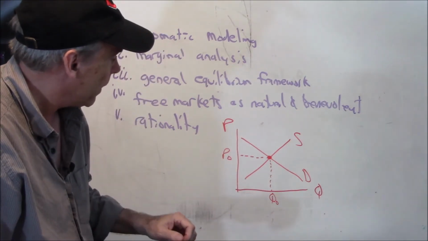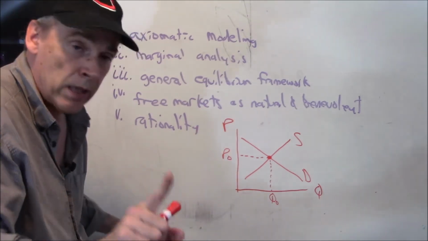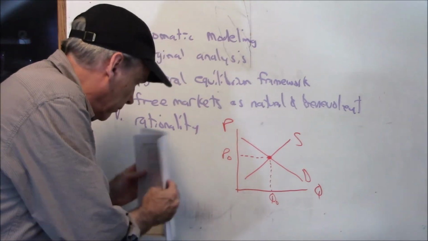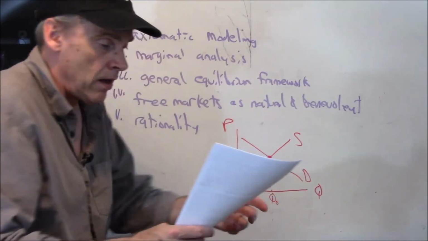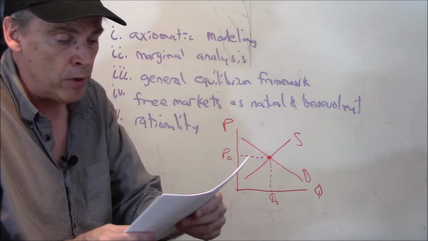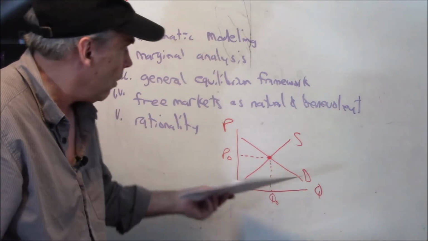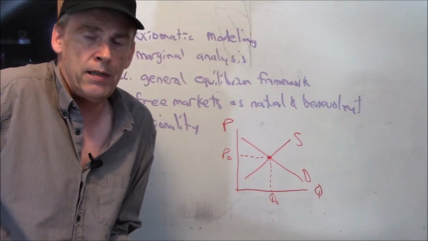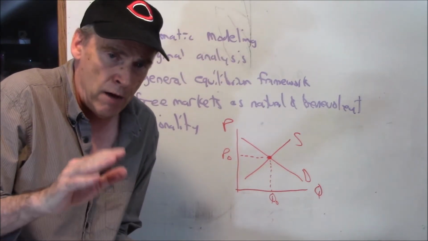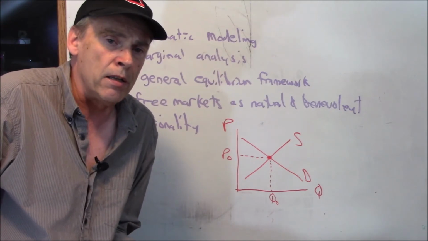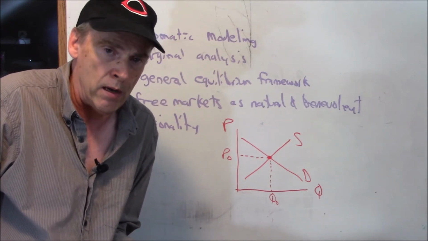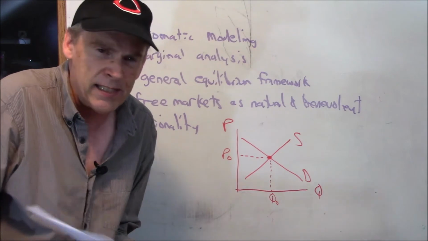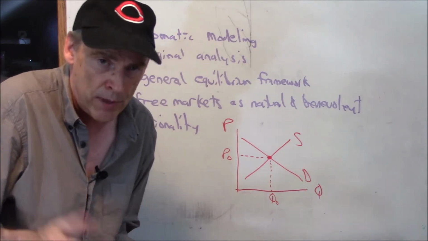So this is a general equilibrium framework. Let me reread the description. All variables are mutually dependent. Which one's causing the price? The supply curve or the demand curve? Well, you can't say that because, as the economist Alfred Marshall said, the supply and demand curves are like two blades of a pair of scissors. You can't say that one's cutting because one can't cut without the pressure from the other one.